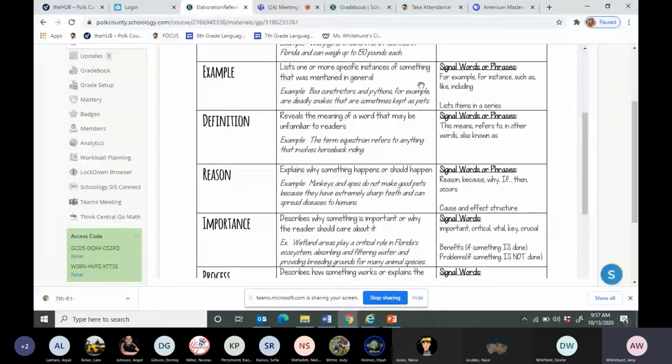Again, sometimes this comes easily to some of us, and sometimes it's very difficult to sit there and think, what can I say in order to extend on this evidence? So we might be in different places, and that's okay. But I did want to draw your attention to example, reason, and importance.